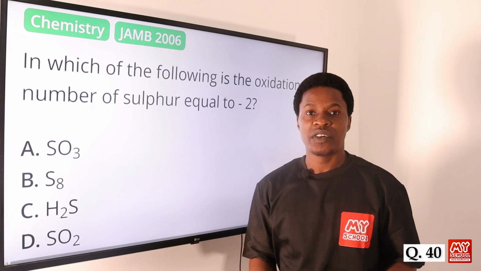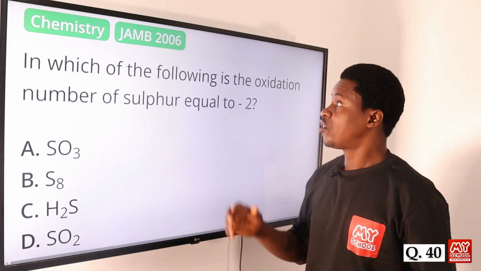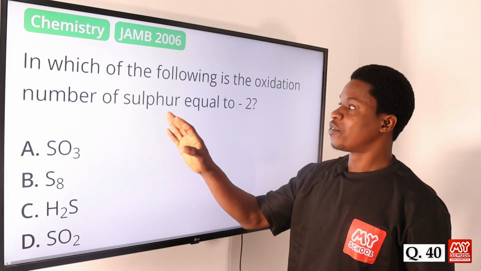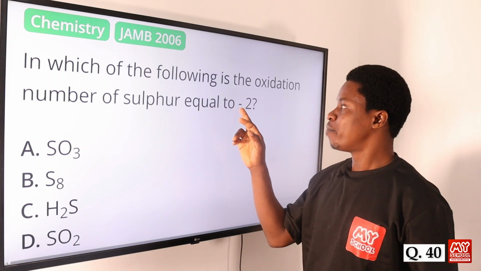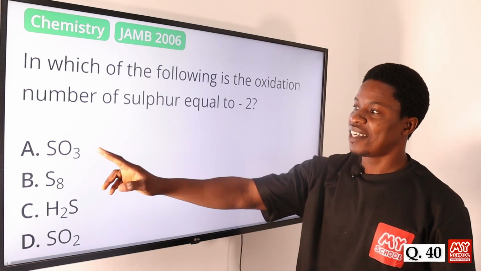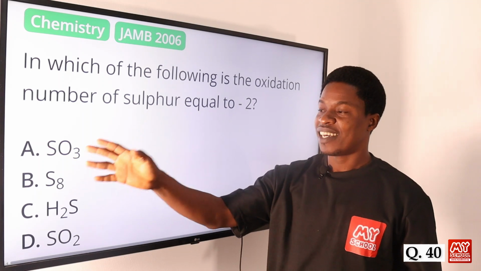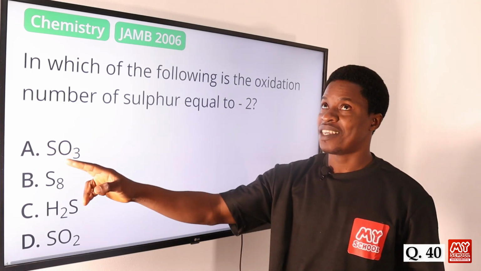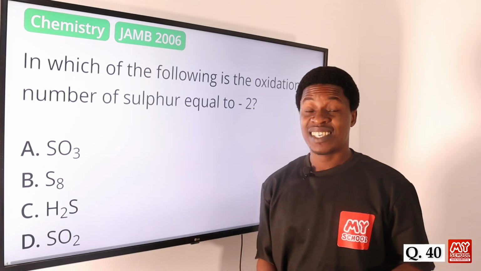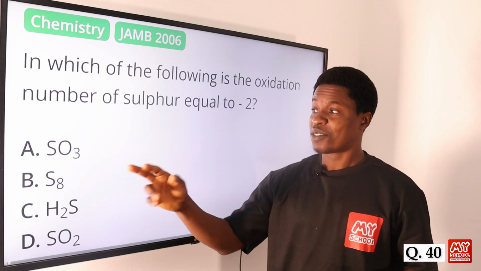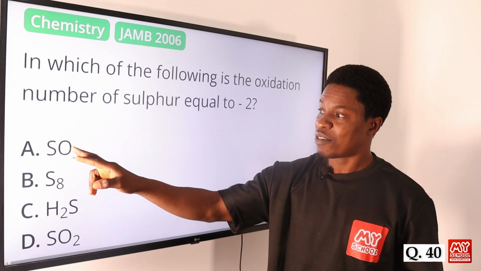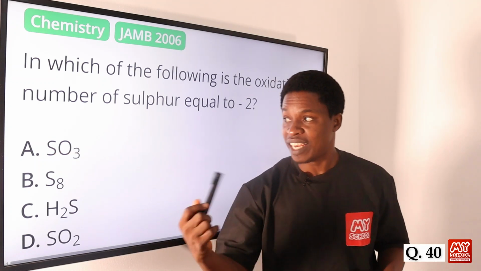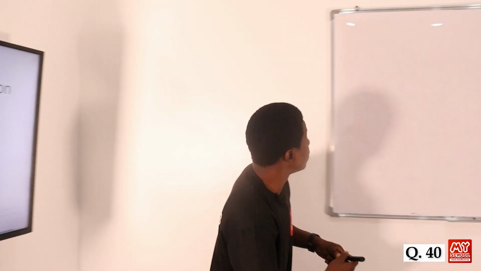Now let's move on to question number 40. In which of the following is the oxidation number of sulfur equal to -2? Option A says SO3. If you know your oxidation states very well, you should know that sulfur here should be around +6, because of its structure. Let's move on to the board and see what it is.